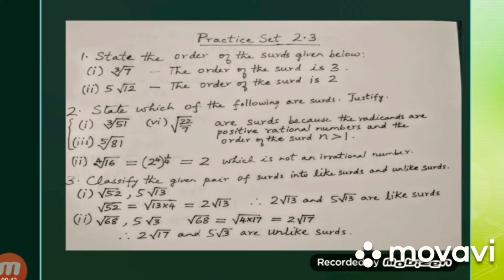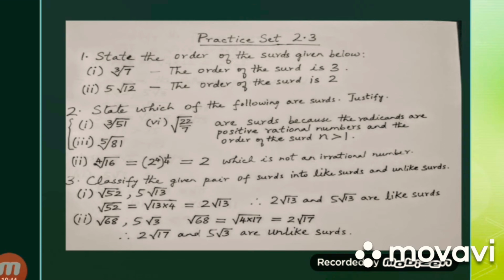Question number 2. State which of the following are surds and justify. Here cube root of 51, square root of 22 upon 7 and fifth root of 81 are surds because the radicands are positive rational numbers and the order of the surd n is greater than 1. However, if we look at fourth root of 16, that is equal to 2 raised to 4 whole raised to 1 upon 4, and that is equal to 2, which is not an irrational number.